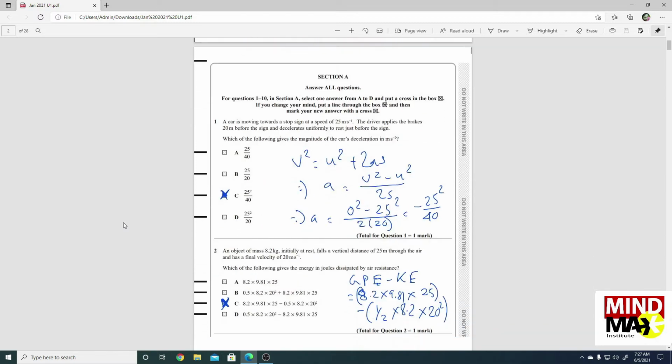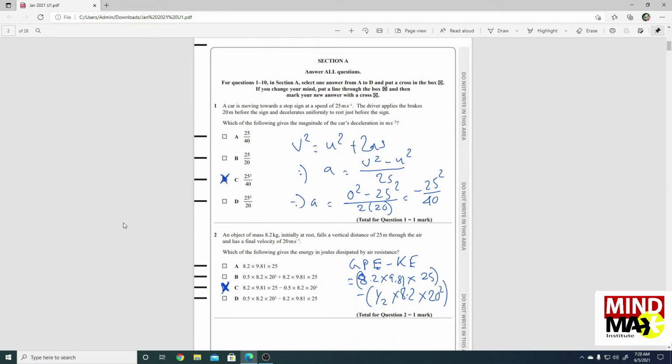Okay, so let's begin. Numbers 1 up to 10 are MCQ questions. In number 1, it's a basic acceleration question. You have to find the acceleration. You're provided with the final velocity, the initial velocity, and the distance moved. You have to find the acceleration.